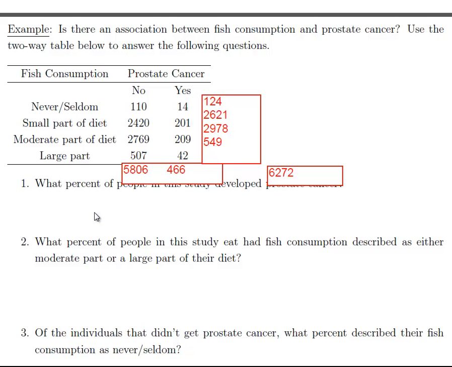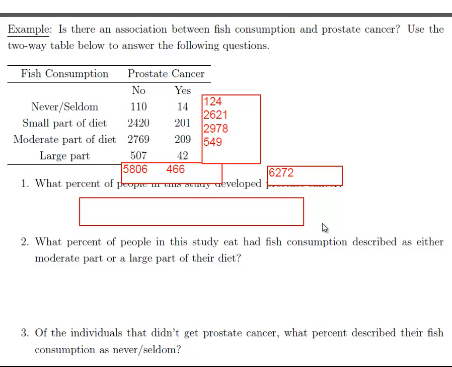All right, so the first question is, what percent of people in this study developed prostate cancer? So how do I answer that? Well, that's a marginal percentage because it's not talking at all about fish consumption. And so there were 466 individuals that developed prostate cancer out of 6,272. So I take 466 divided by 6,272, and that's 7.43%.